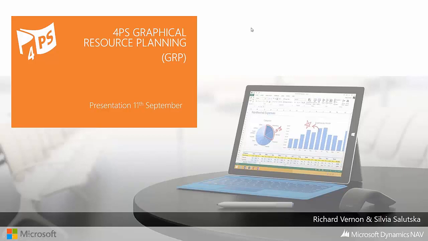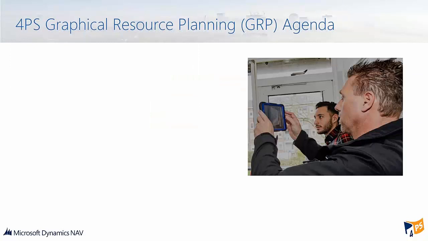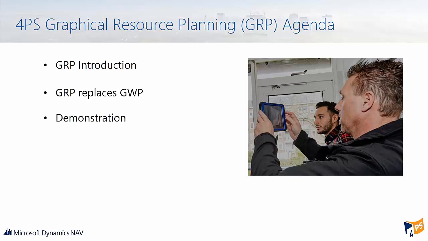Hi guys, today we're going to go through the 4PS graphical resource planning, and the agenda for today is quite simple. We're going to do an introduction to what we call the GRP, the graphical resource planner. We're going to talk a little bit about why it's come along. It's actually replacing an existing product of ours called the GWP, the graphical work order planner, and I just want to explain a couple of the reasons why that is.